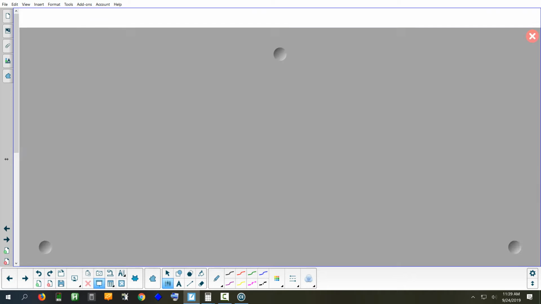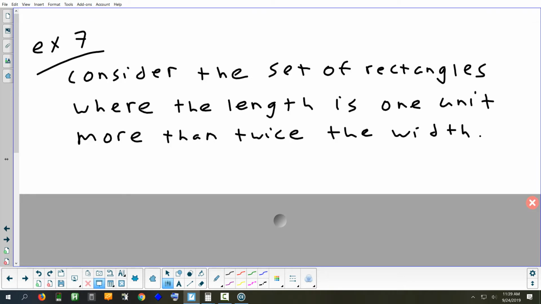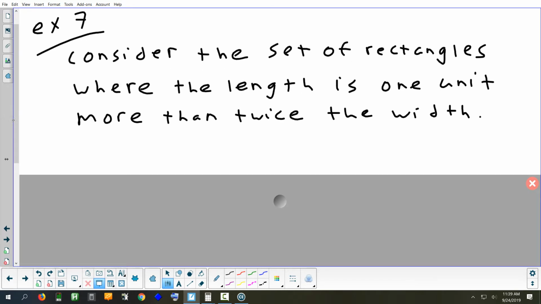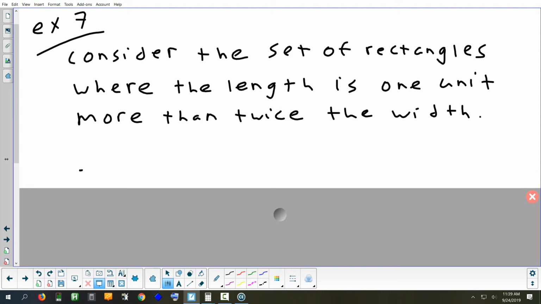All right, let's try this one. So it's a rectangle problem. It's really just another variation of the same kind of thing we've done with perimeters and areas, or like the length is twice the width, stuff like that. So it says we've got a set of rectangles where the length is one more than twice the width. How could you write that? 2w plus 1. Yep.